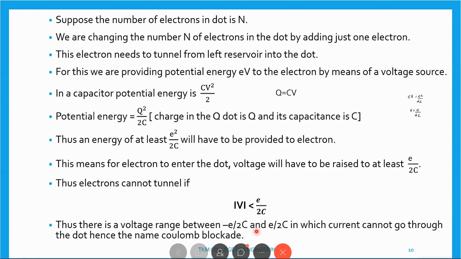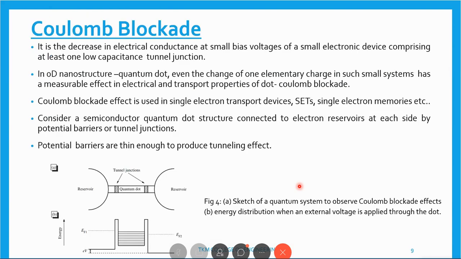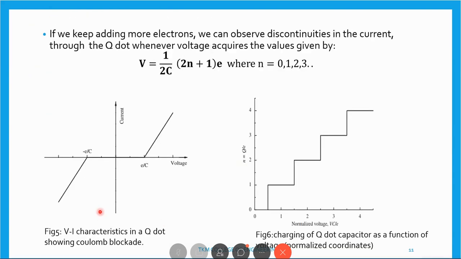So we came to a conclusion that there is a voltage range between minus e by 2C and e by 2C in which electrons cannot go through the dot, right? So even though you apply a voltage between minus e by 2C and plus e by 2C, you won't see any current. The current flow will not be there. So that is what is shown in the next graph. Just see the VI curve of the quantum dot that is showing the Coulomb blockade. So what I said is there is a range minus e by C to plus e by C. If you're providing voltage in this range, you will not see any current, right? But the minimum value of voltage to be given should be more than e by C.